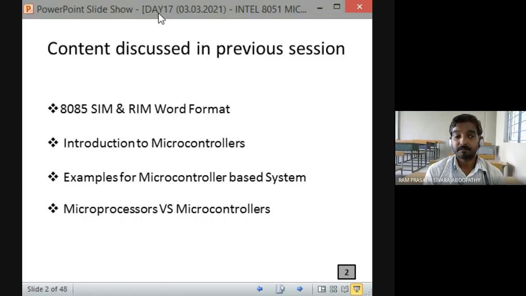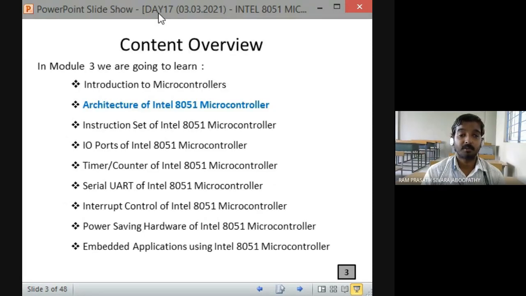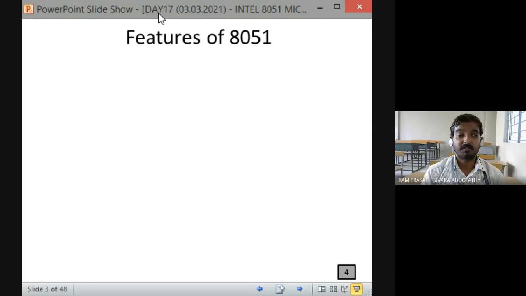Okay, fine. So now we will continue with the 8051 microcontroller architecture. Today we are going to discuss the architecture of the Intel 8051 microcontroller. Before getting into the architecture, we have to know the features of the 8051 microcontroller.